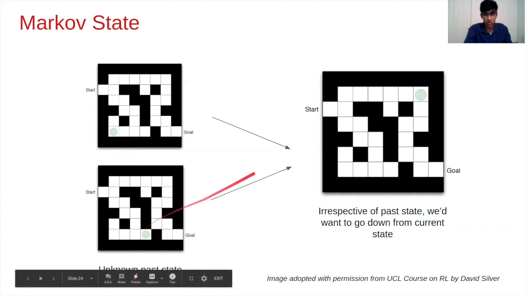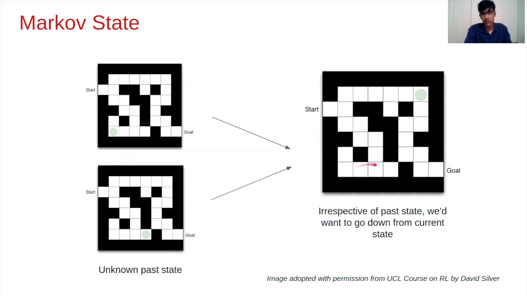We really don't know. But logically, you would think that if your goal is here, you would now want to go down. It doesn't matter whether in the past you were over here or over here. Given you are over here at the current time step, you would want to go down. So in many cases, the Markov assumption holds valid. If we have a good state definition, knowing the current state is sufficient information. You don't really care about storing past information.